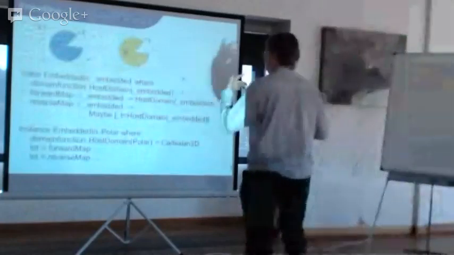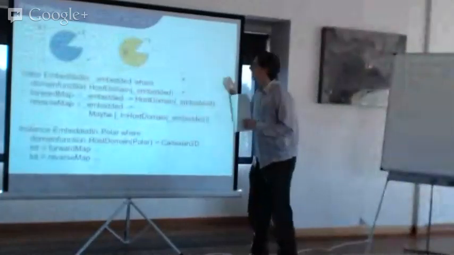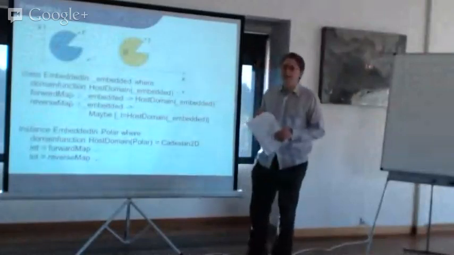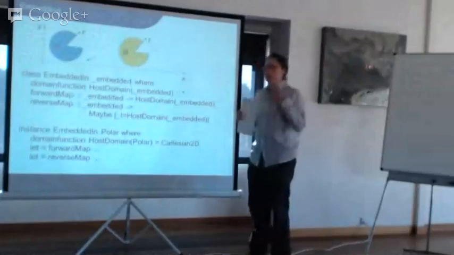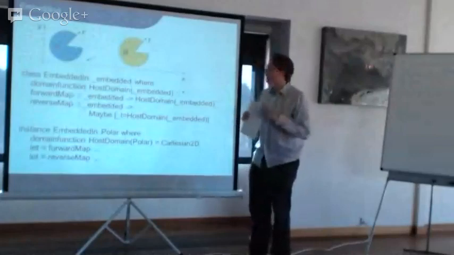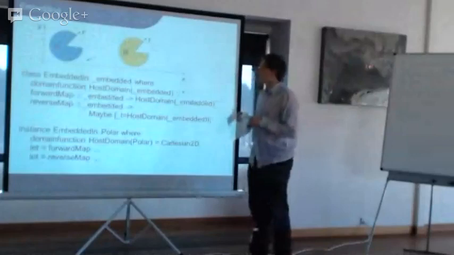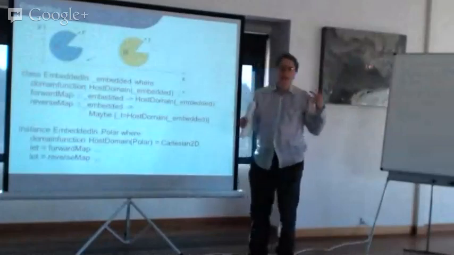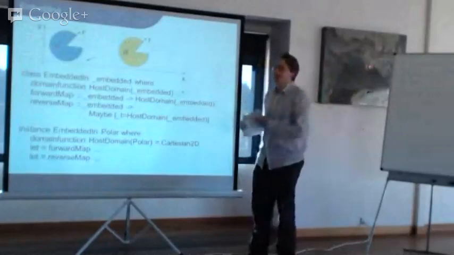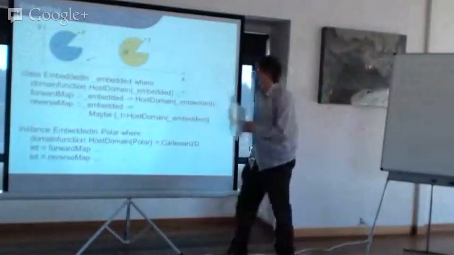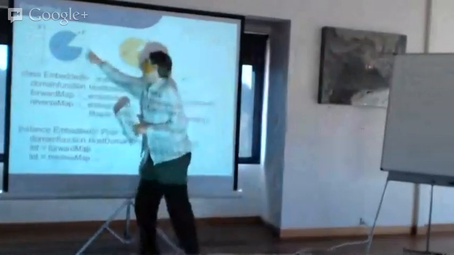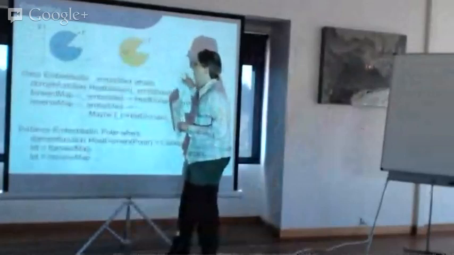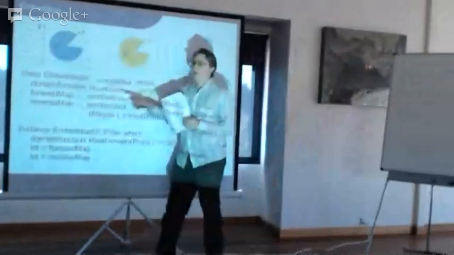And this is my final slide. I'm describing how you can also use type classes to define embedding. So mathematically, an embedding describes how you can transform from one type or one domain into another domain while preserving structure. Both of these are valid embeddings of this polar coordinate space in this rectangular coordinate space.